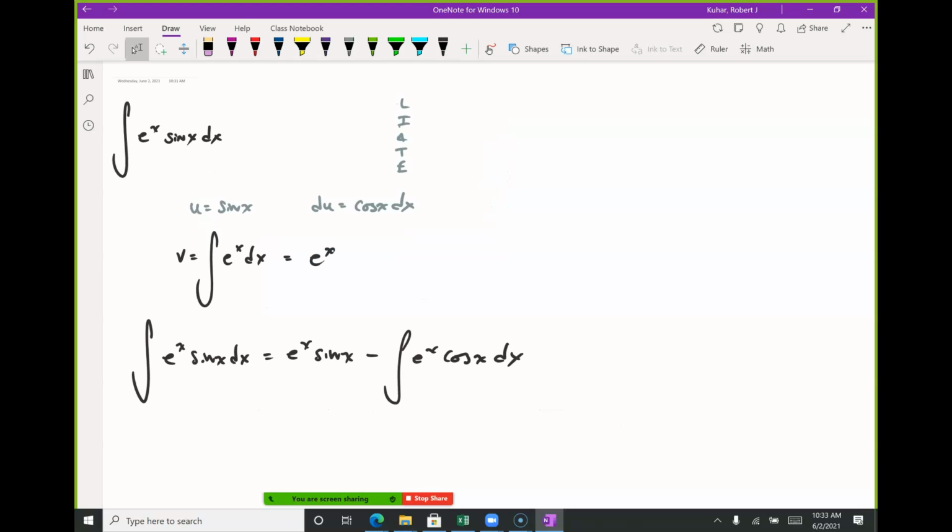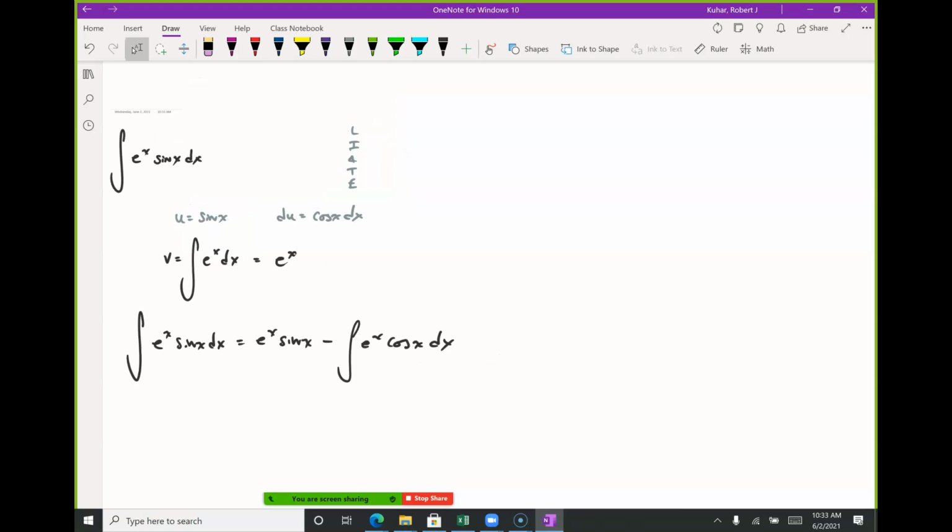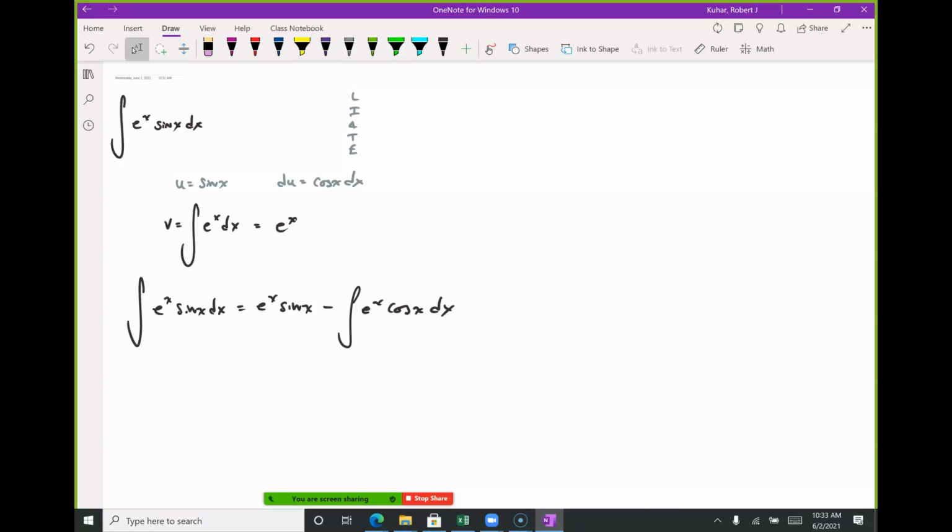I don't know if you can see it, but I've just toggled from an e to the x sine of x to an e to the x cos of x, and guess what? I'm going to toggle again back to an e to the x sine x. And so that's when I see my original problem back in there again. So I need another by parts here.